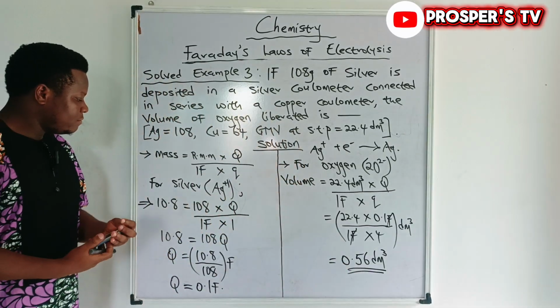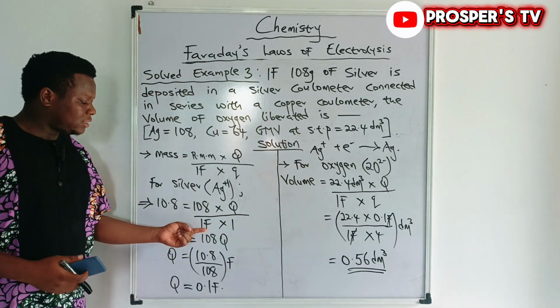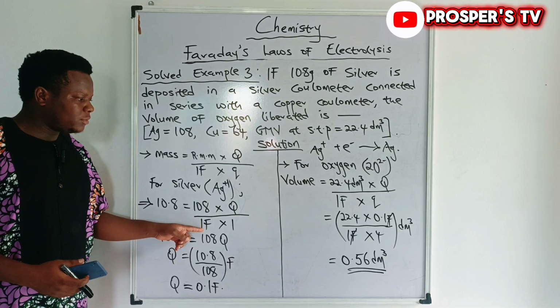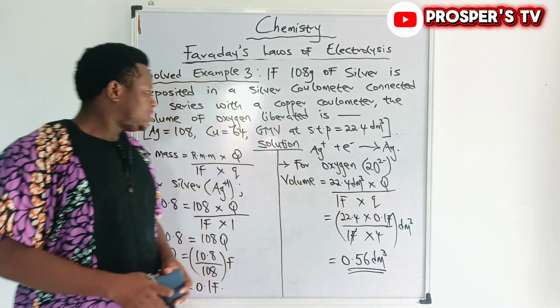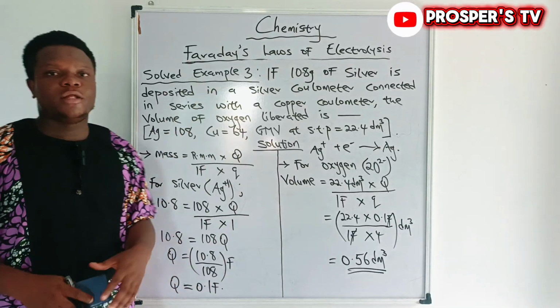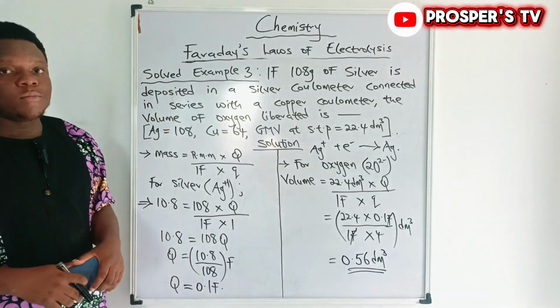Like I said, you could still use 96,500 in place of this 1F. You would still arrive at the same answer. So this gives us the solution for this problem. Let's go to example 4.